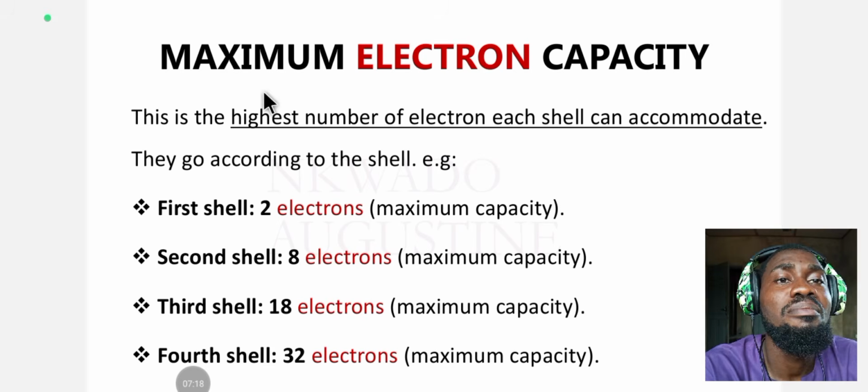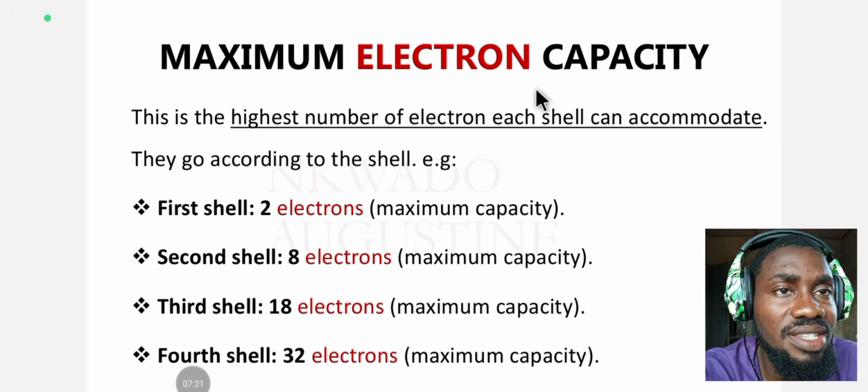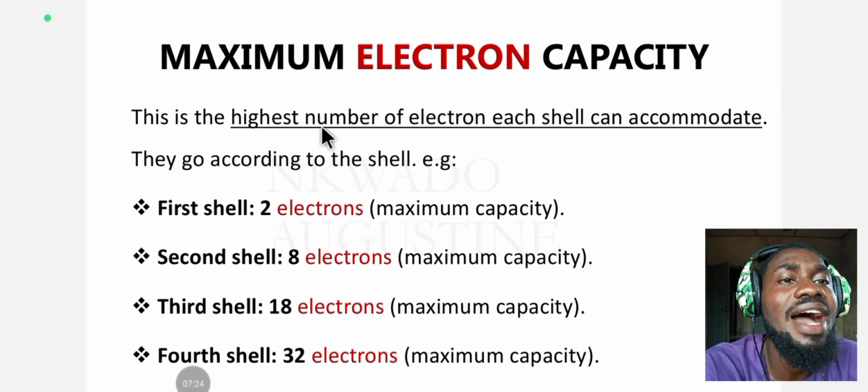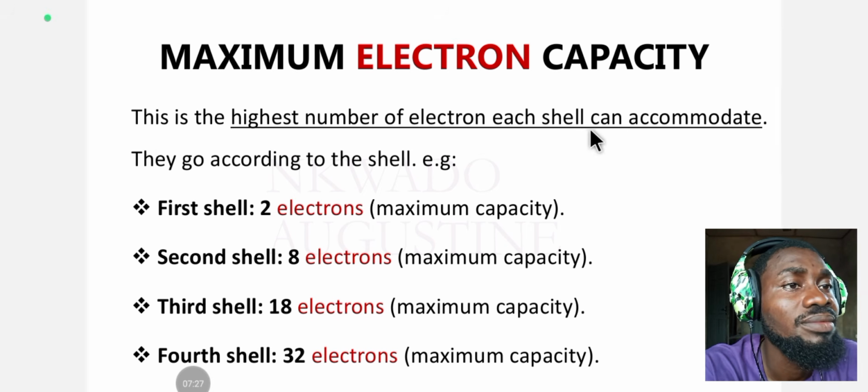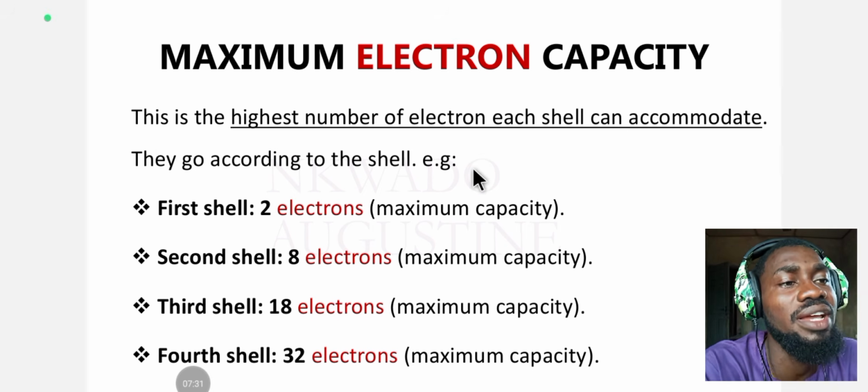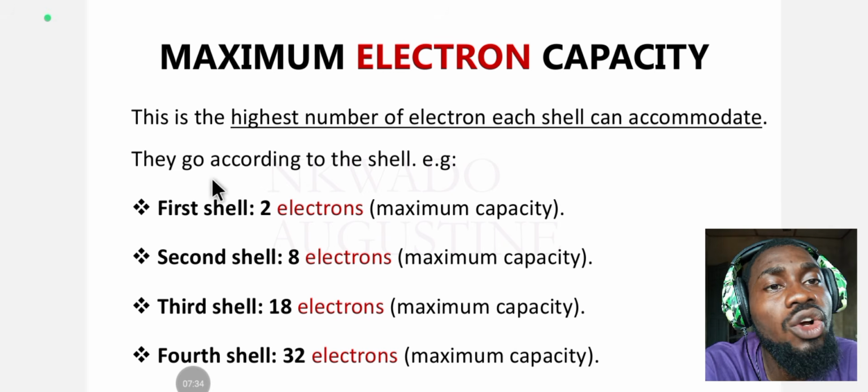Moving on. Maximum electron capacity. What is the maximum electron capacity? This is the highest number of electrons each shell can accommodate. They go according to the shell.